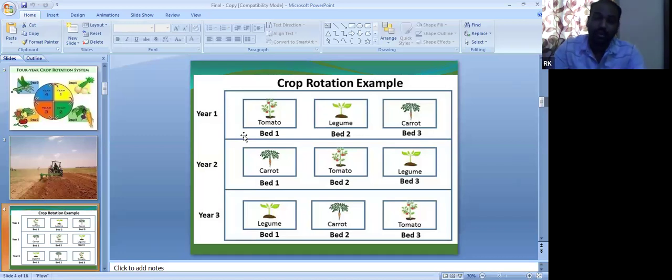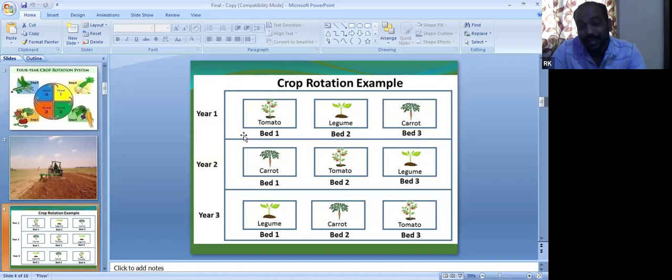So year 2, we are rotating the crop. How to rotate? You say, what are we planting in bed 1? Last year we planted tomato. This year we are planting carrot. Next year we are planting legumes. This is the crop rotation.